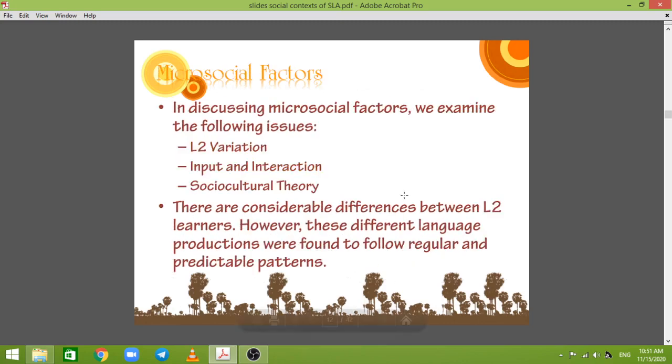In discussing micro-social factors, we should examine the following domains as issues, everyone. The first one is L2 variation, second language variation, input and interaction, socio-cultural theory.